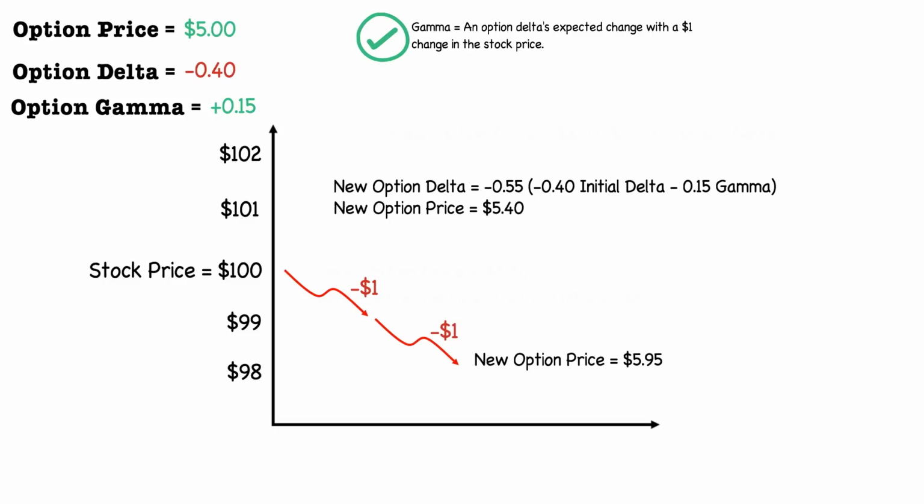Now that means if the stock price decreases another dollar to $98, our new option price is expected to be $5.95, because our initial option price after that first $1 decrease was $5.40, and with a new put option delta of negative 0.55, if the stock price decreases by another dollar, the option price is expected to increase by another 55 cents. So $5.40 plus 55 cents is an estimated price of $5.95. Now again, with a new delta of negative 0.55 and a gamma of 0.15, with that next $1 decrease in the stock price, the new option delta is expected to be negative 0.70.